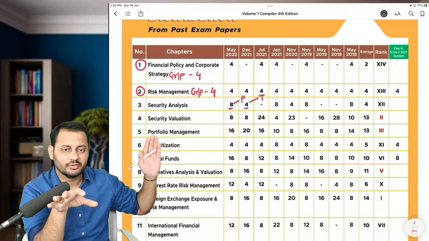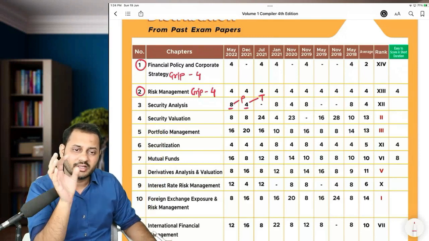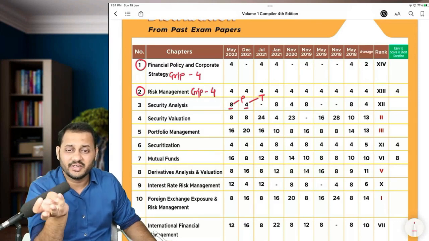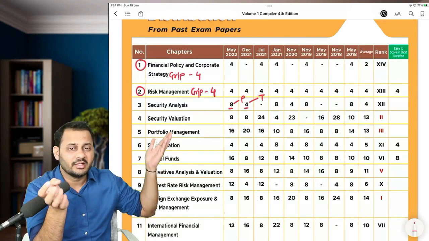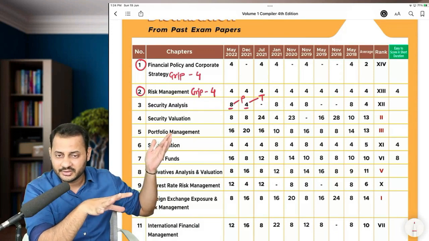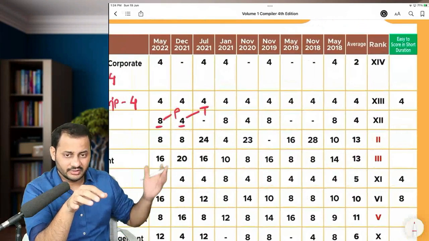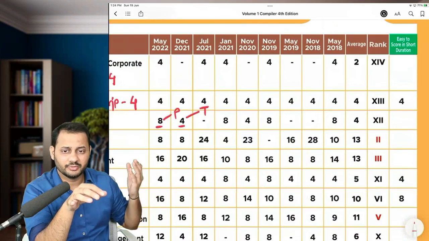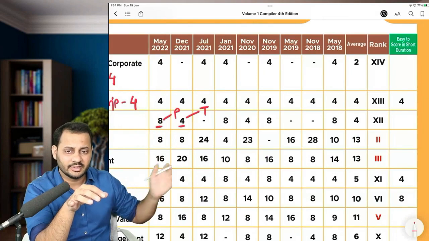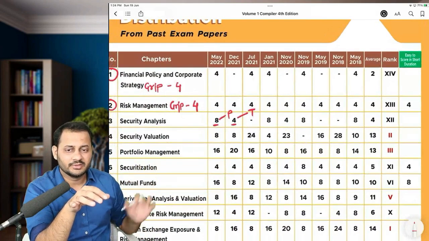Then comes the portfolio management. It also carries a lot of weightage: 16, 20, 16, 10. In such a manner, the questions have been asked in the previous attempts. So what is this basically? 16 marks of question on portfolio management were asked in the May 2022 attempt. It is like that.